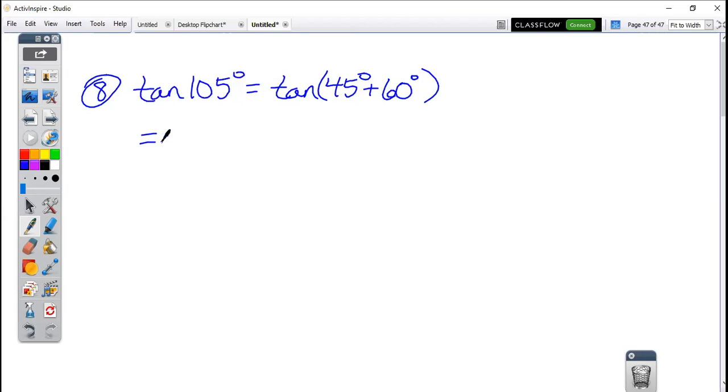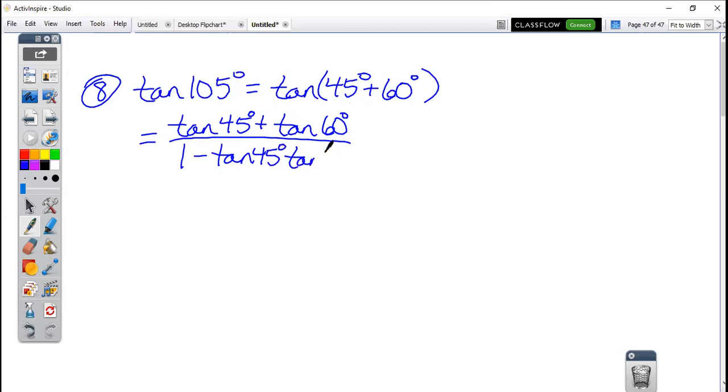So I use the sum identity for tangent, which is number 13 if you're looking at your formula sheet, okay? And that's going to be the tangent of 45 plus the tangent of 60 divided by 1 minus the tangent of 45 times the tangent of 60. Make sure I got those right. And looks like I'm good. So what is the tangent of 45?